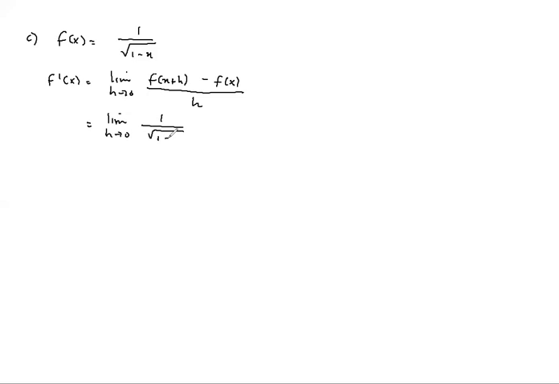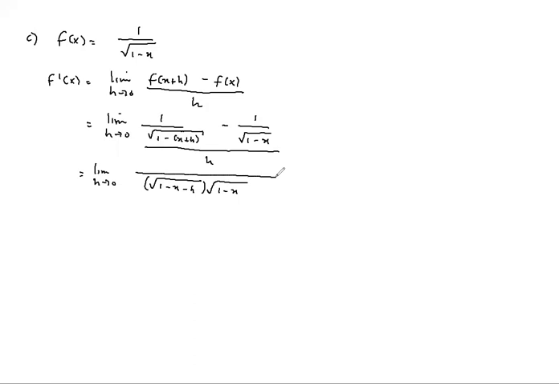that's 1 over root of 1 minus x plus h, minus 1 over root of 1 minus x, over h. So the first thing there is we work on the numerator, so it becomes, with common denominator, 1 minus x minus h, 1 minus x, and so in here we get the root of 1 minus x minus the root of 1 minus x minus h. Now when you're dividing by h, it is the same as multiplying by 1 over h.